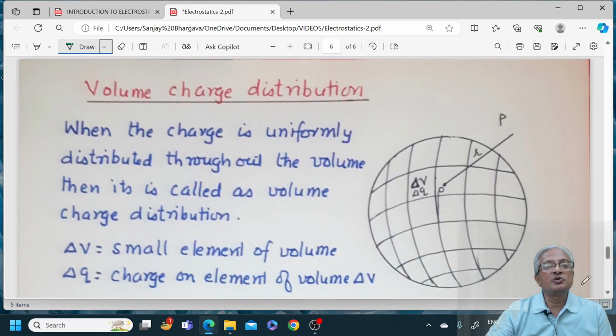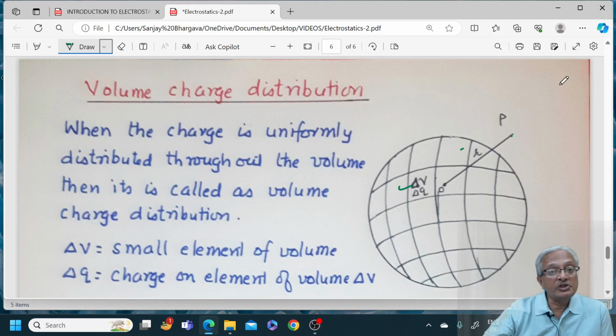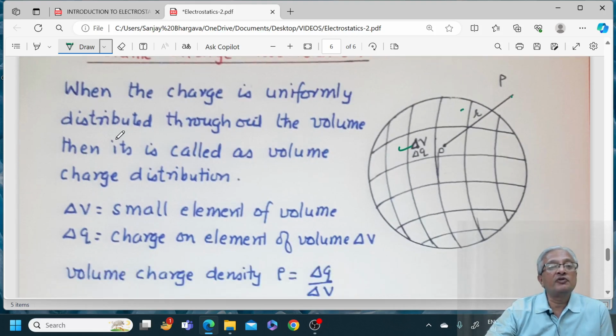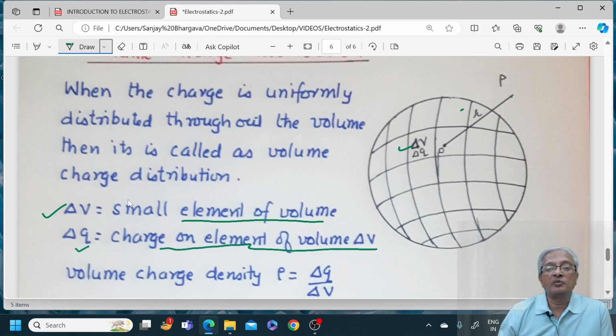The third type of charge distribution is the volume charge distribution. Here each cell represents a small volume delta V carrying a charge delta Q. From the point O, we consider a point P here at a distance R. How do we define volume charge distribution? When the charge is uniformly distributed throughout the volume, then it is called volume charge distribution. So, what does delta V represent? It represents a small element of volume. What does delta Q represent? Charge on the element of volume delta V.